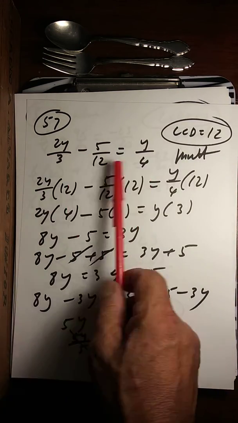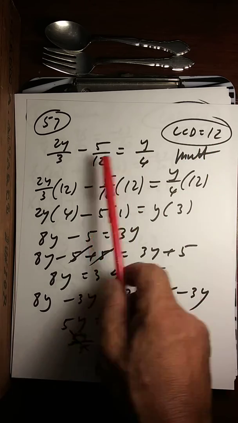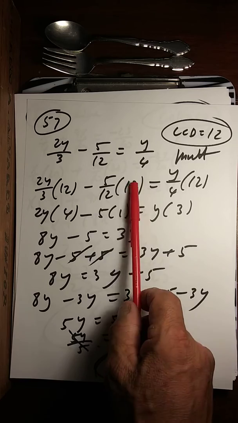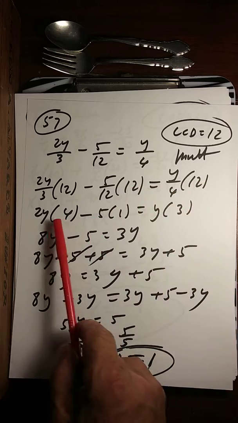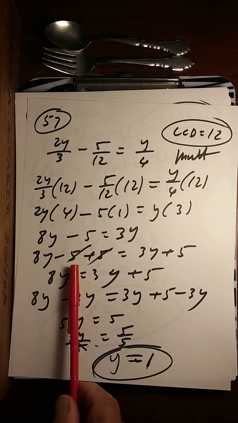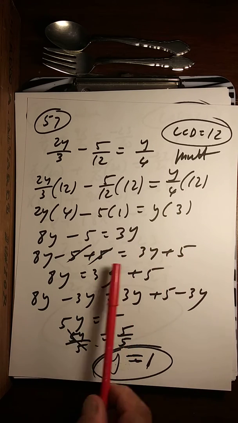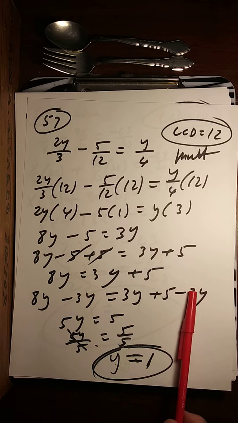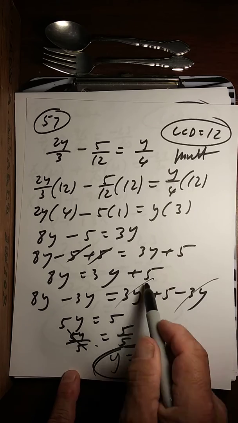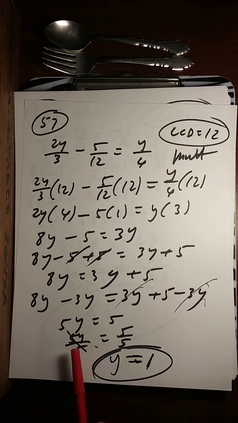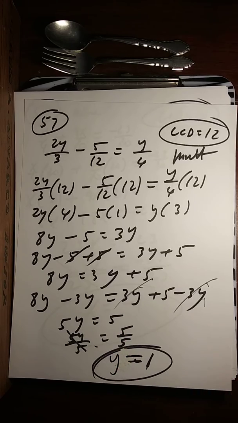Let's multiply by the LCD. LCD of these numbers is going to be 12. So multiply by 12 and 12 and 12. 3 divides 12, 4. 12 divides 12, 1. 4 divides 12, 3. That's what's going to be 8y minus 5 equals 3y. Plus 5 both sides. 8y equals 3y plus 5. And we're going to have minus 3y minus 3y. These are gone. Let's cancel these out. Okay. So now we have 5y equals 5, divide by 5, so y equals what? 1.